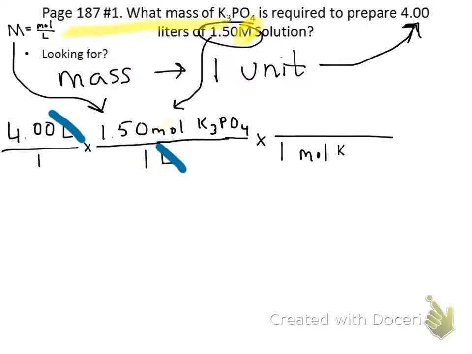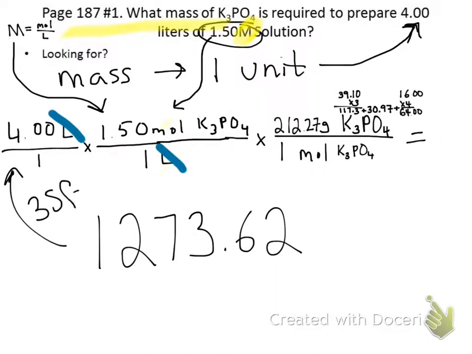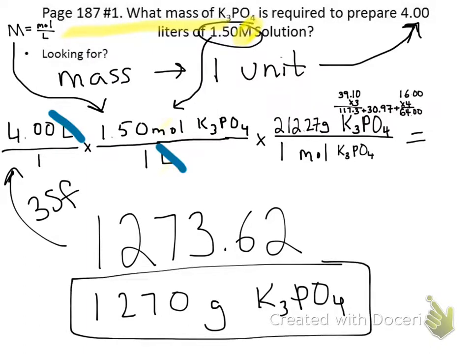Now remember, we're looking for what mass. So I'm going to put moles on the bottom for the potassium phosphate as we're writing it in there, and then on the top you're going to put the grams of potassium phosphate. We need to figure out the molecular mass. This is a little review to remind you how to find that. Once you have the molecular mass, you're going to put it where the grams are. That equals 1,273.62. We need sig figs. The 4.00 liters, we need to simplify that down, so we round it to 1270. And that's your answer.